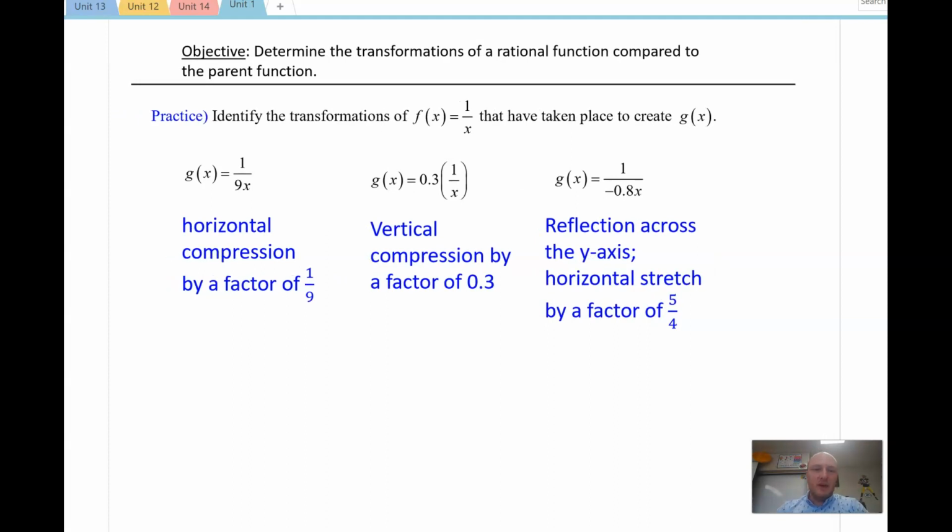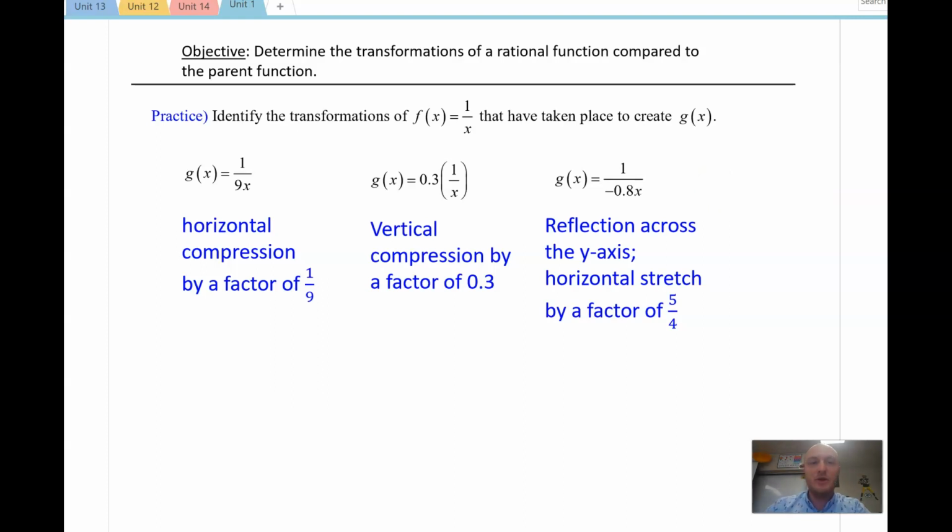So we have a 1 over b value that is 9. So you have to take the reciprocal, so it's 1/9. That's horizontal compression. All right, example 2, 0.3 is an a value. That's going to have a vertical compression by a factor of 0.3. And last but not least, we have a 1 over b value that's negative 0.8.